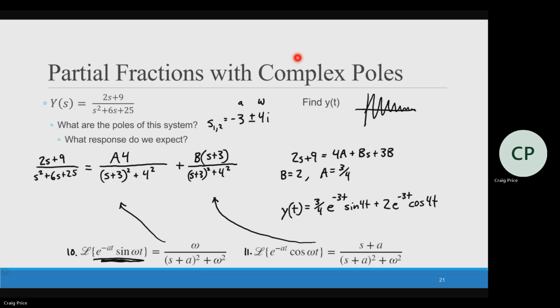Question? Okay. That's how we handle complex roots. It's just the bottom of that table.